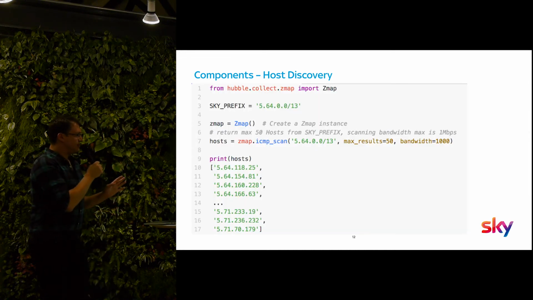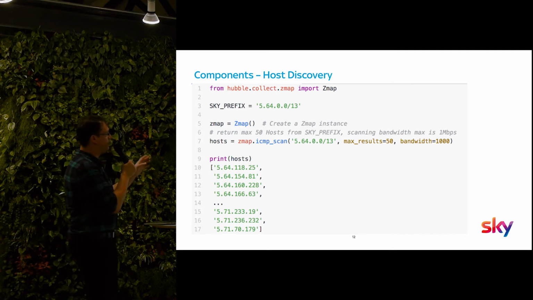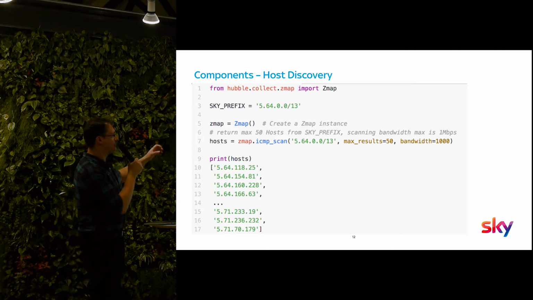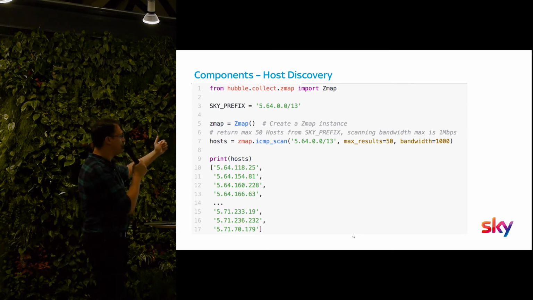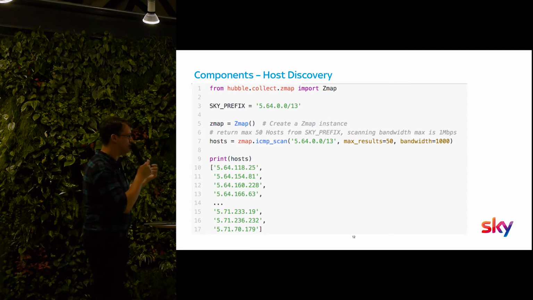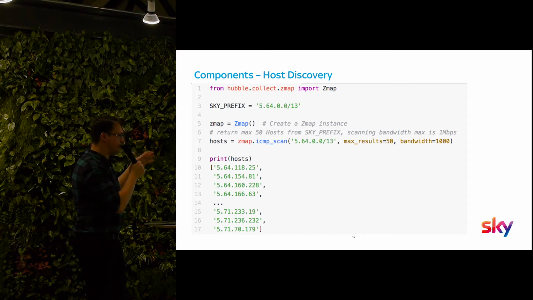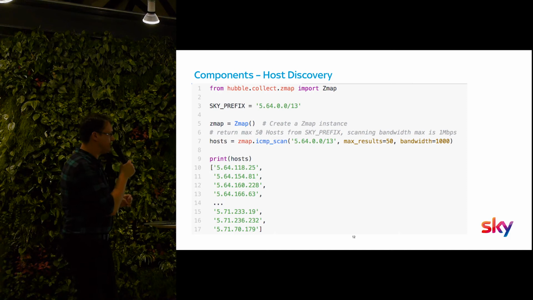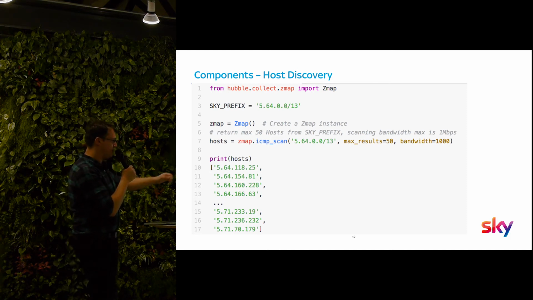This is a very small piece of code to show how Hubble works. You import ZMap and specify the prefix, for example, and then you just say scan. This is a /13, but I want to get only a maximum of 50 results. Once you get them, just return me the whole list. And I want to use only 1 megabit of bandwidth. You can go up to 10 gigs, I guess, and you can scan really fast. So it returns all the ICMP responding hosts here.